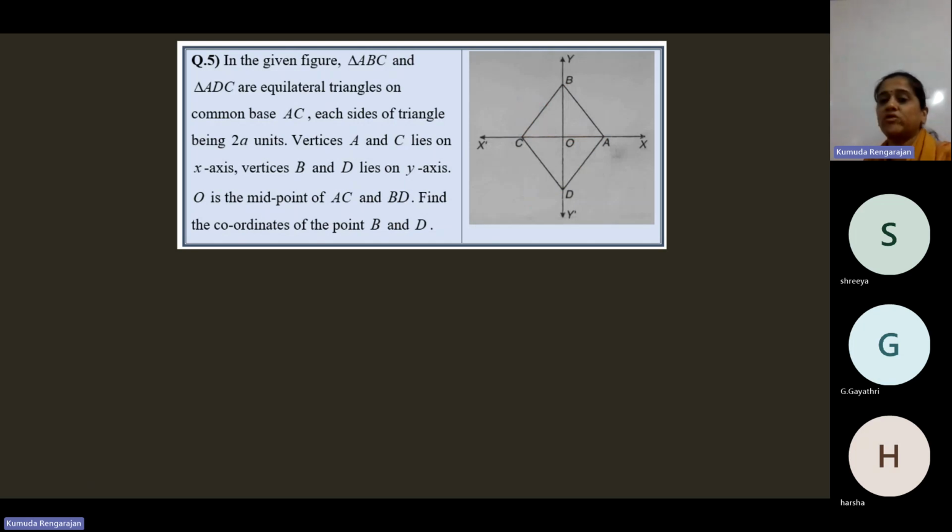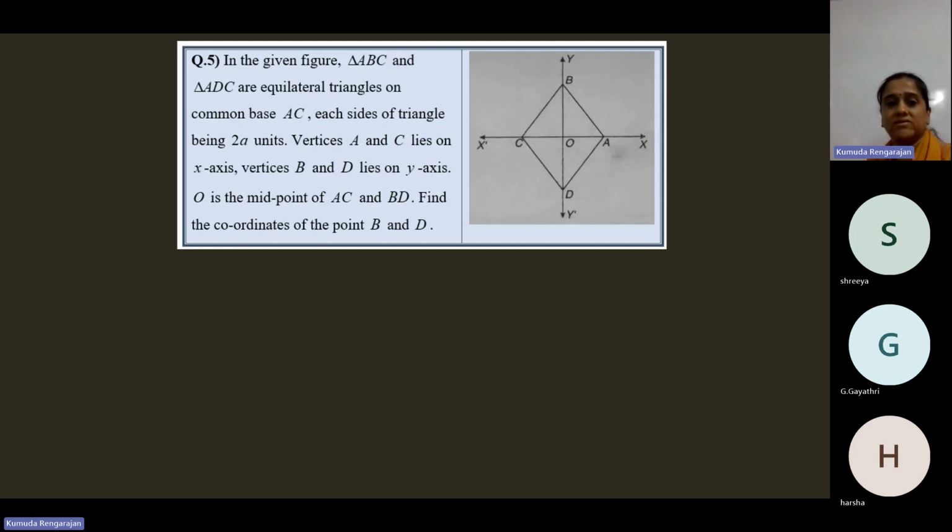O. Which is the midpoint of BD? It's given. Okay, we are not assuming that. It's given. What is the length of AD? 2A. What is the length of DC? What is the length of AC? 2A. Why? Because ADC is an equilateral triangle. All the sides are equal. What's the length of AB? 2A. BC? 2A. AC, we already discussed, 2A. So all these sides are 2A units.